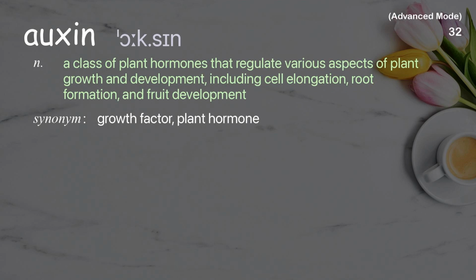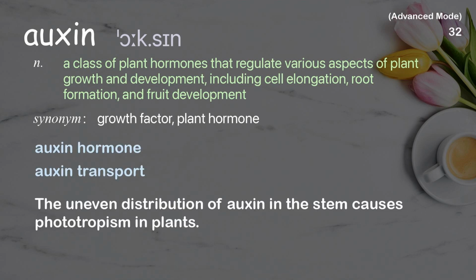Auxin. A class of plant hormones that regulate various aspects of plant growth and development, including cell elongation, root formation, and fruit development. Examples: auxin hormone, auxin transport. The uneven distribution of auxin in the stem causes phototropism in plants.